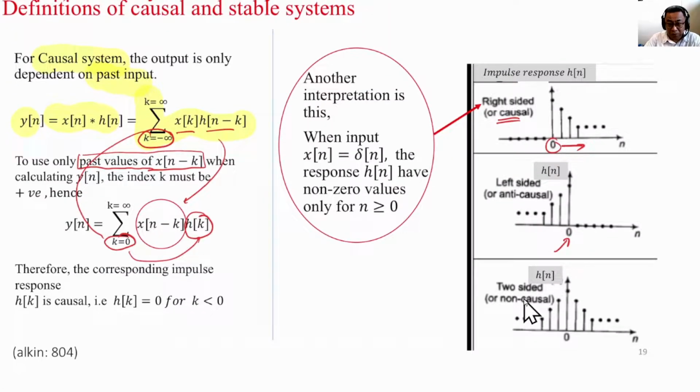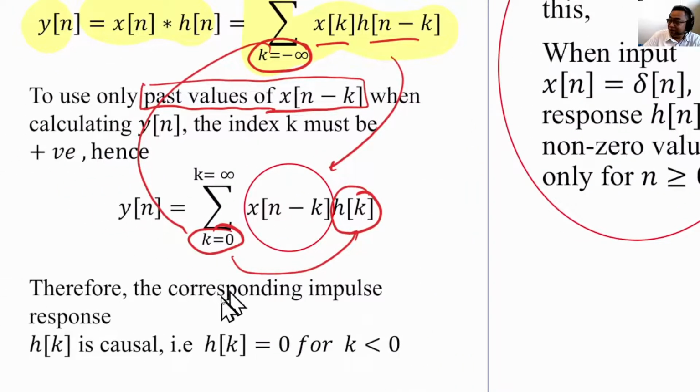So to reiterate, a causal system basically means that the system starts to be active when I fire the impulse. And this also implies that my h of k only exists for positive index. And when that happens, I'm only dealing with my current x of n and past values.